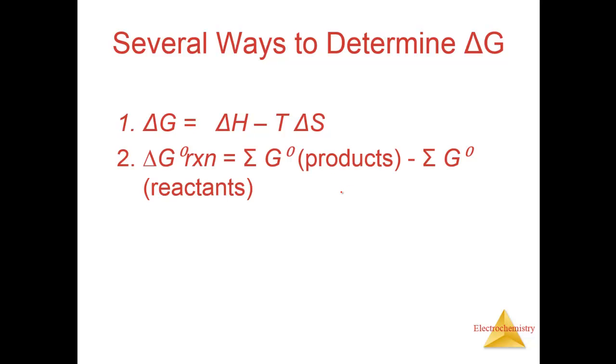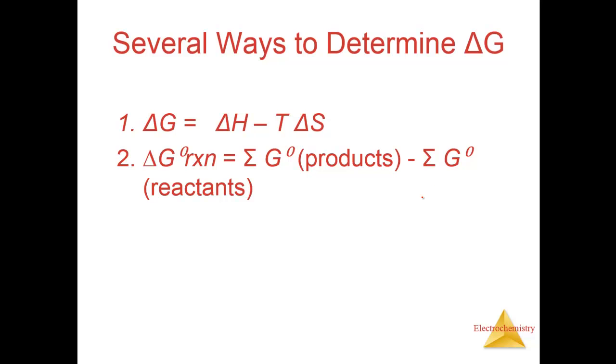Okay. There are several ways to determine what delta G is. And one is delta G equals delta H minus T delta S. It's probably the most commonly used equation. And in a minute, I'm going to talk more about that. Delta G, we can use an equation that's just like Hess's law for entropy or enthalpy. And again, delta G of the reaction is equal to delta G of the products minus delta G of the reactants.